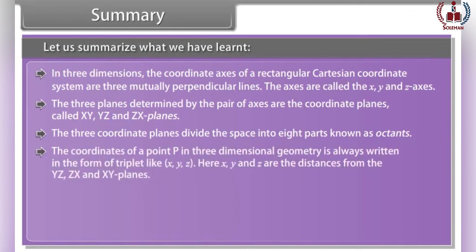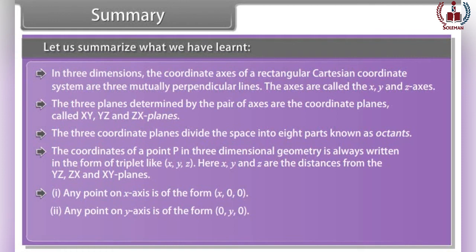The coordinates of a point P in three-dimensional geometry are always written in the form of a triplet like (x, y, z). Here, x, y and z are the distances from the YZ, ZX and XY planes. Any point on the x-axis is of the form (x, 0, 0). Any point on the y-axis is of the form (0, y, 0). Any point on the z-axis is of the form (0, 0, z).